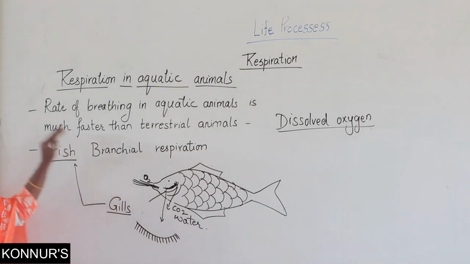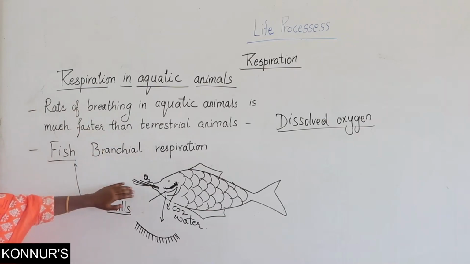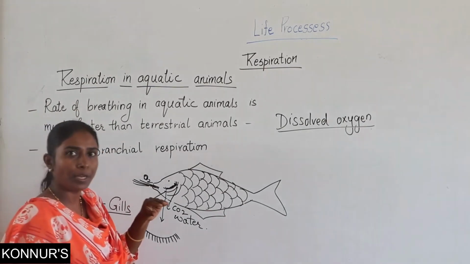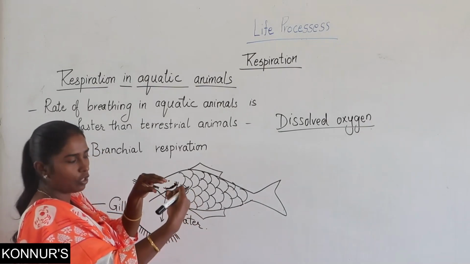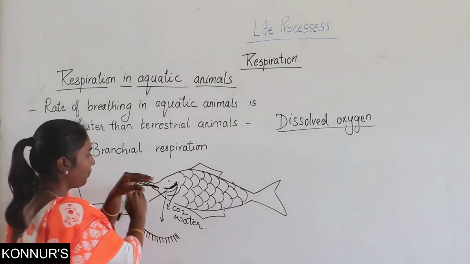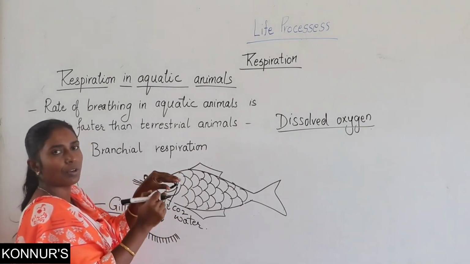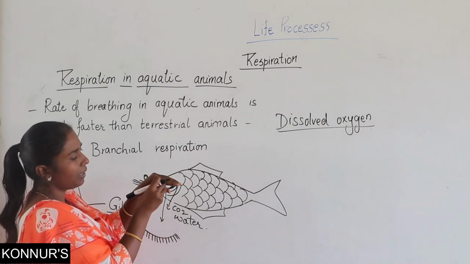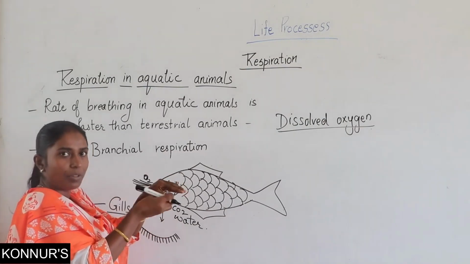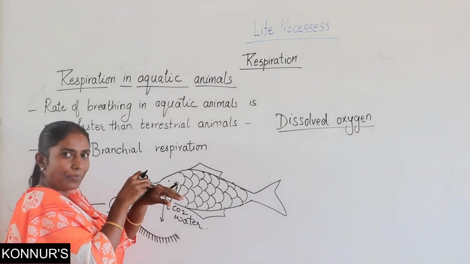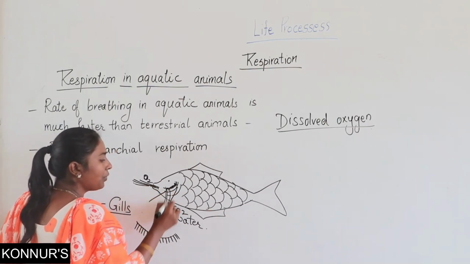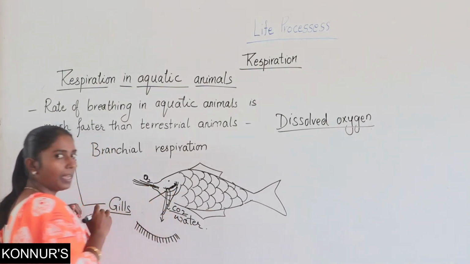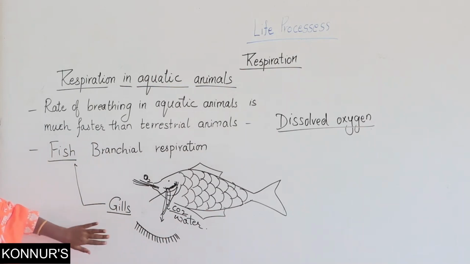So this is how the breathing or respiration in fish takes place. Once more, a review of it. The water which consists of oxygen enters into the mouth of the fish. Then it has a structure called gills. There the oxygen gets diffused into the bloodstream and carbon dioxide is given out. So the water which is coming out of the gills consists of carbon dioxide and water. So this is how respiration in aquatic animals takes place.